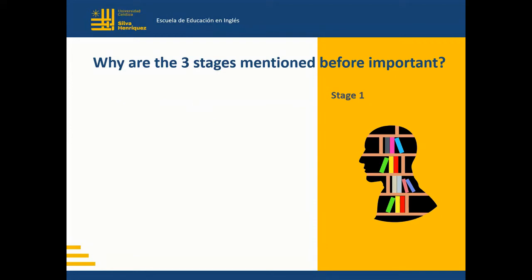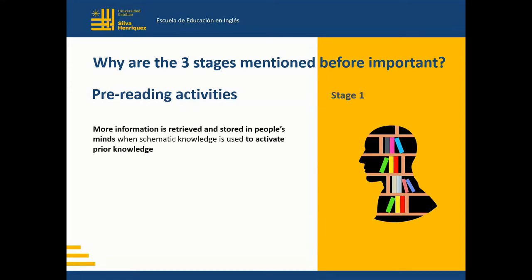Why are the 3 stages mentioned before important? About pre-reading activities, some findings indicate that more information is retrieved and stored in people's minds when schematic knowledge is used to activate prior knowledge, thus enabling readers to easily remember words, ideas associated to a piece of text, etc.